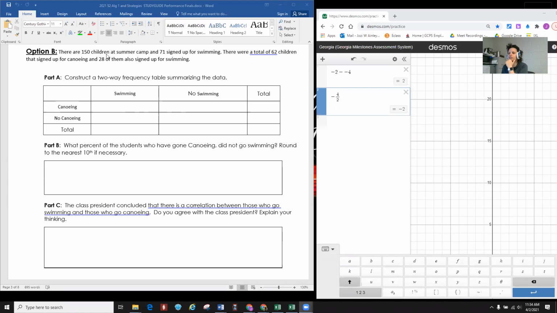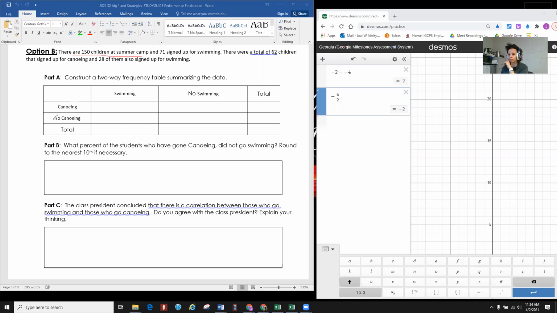So this one says 150 children in summer camp have signed up for swimming. There's a total of 62 children to sign up for canoeing, 28 also signed up for swimming. Construct a two-way frequency table to summarize the data. All right, so two-way swimming and canoeing. This is people swimming. This is no swimming. This is people canoeing. This is no canoeing.